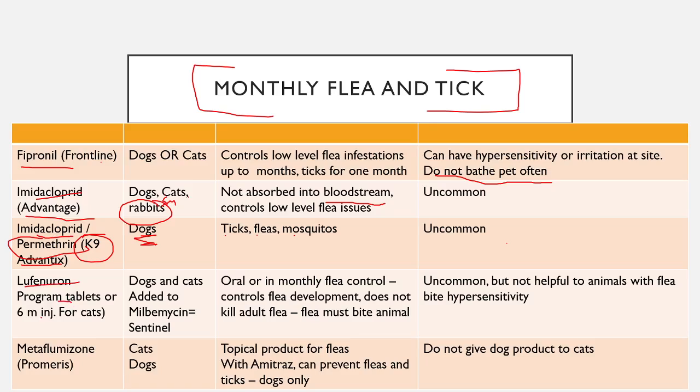Lufenuron is a tablet or injection for cats. This is an oral thing. If we add it to milbemycin, we get the product called Sentinel.